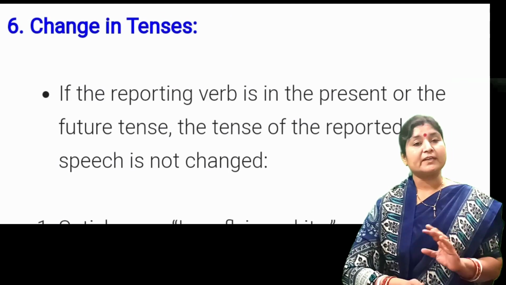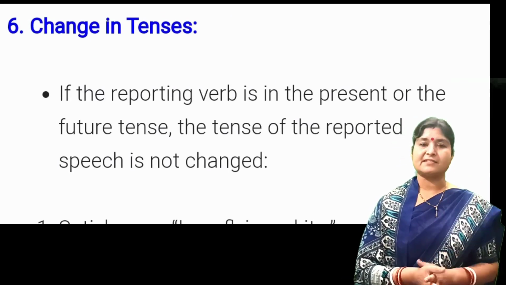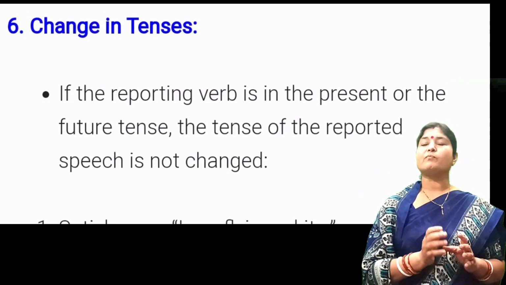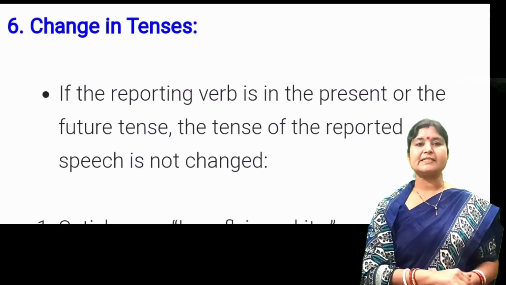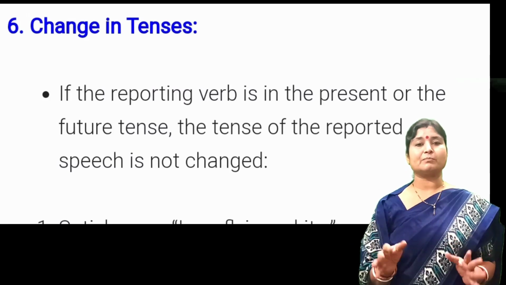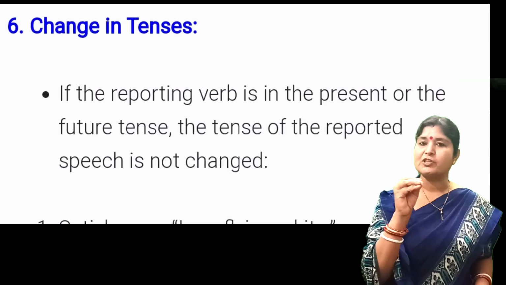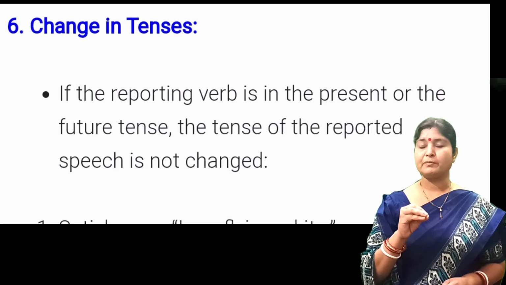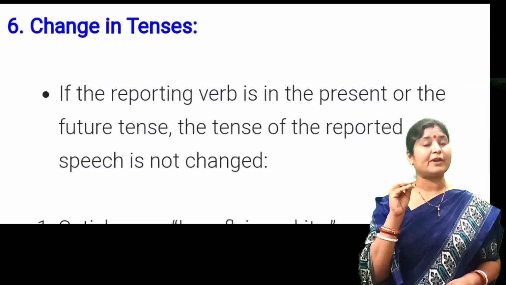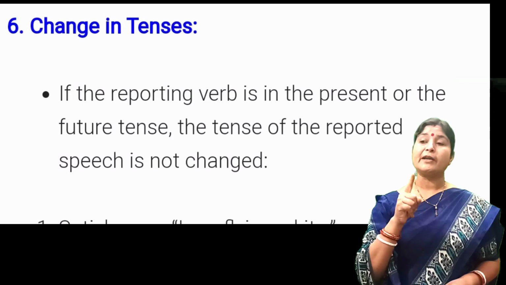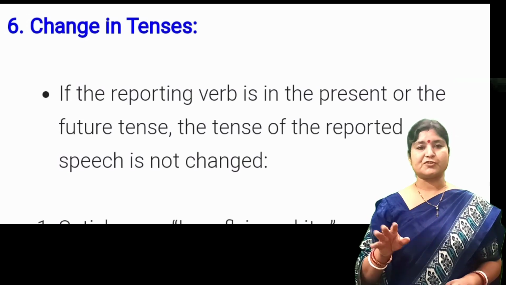The most important thing, that is change in tense. If the reporting verb is in the present or the future tense, the tense of the reported speech is not changed. The most important thing is that if the reporting verb is in the present or the future tense, then the tense of the reported speech is not changed.